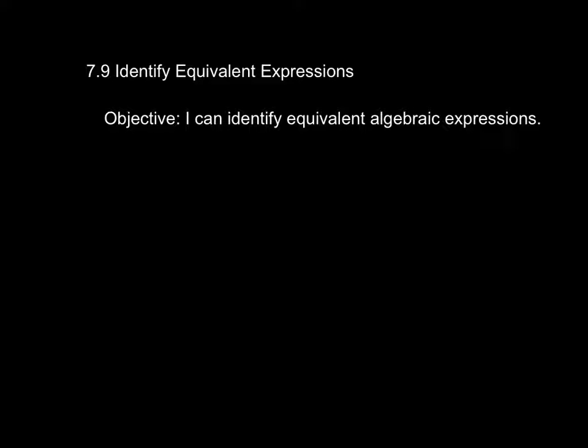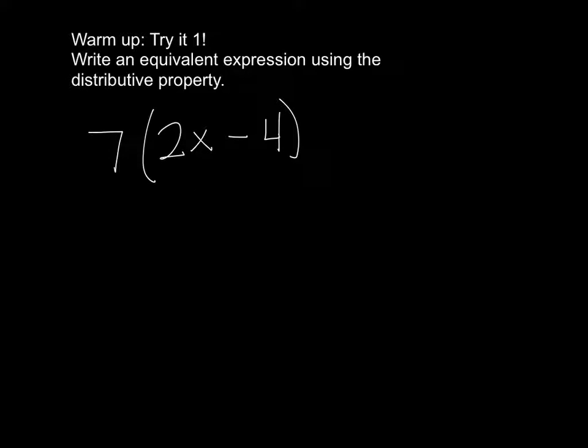Chapter 7.9 is identifying equivalent expressions. Yesterday's lesson, 7.8, was generating equivalent expressions, where we had to write them ourselves. Today we're going to identify or choose them. So, I can identify equivalent algebraic expressions is our objective. What you'll notice is you'll be given 2 algebraic expressions, and then you're going to have to see if they're equal or not.